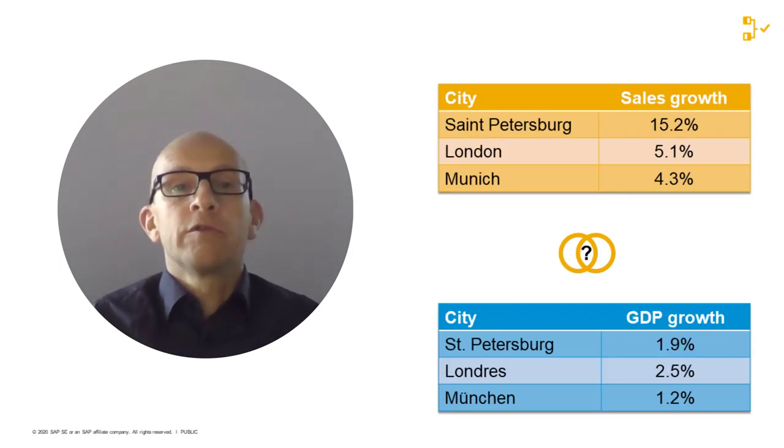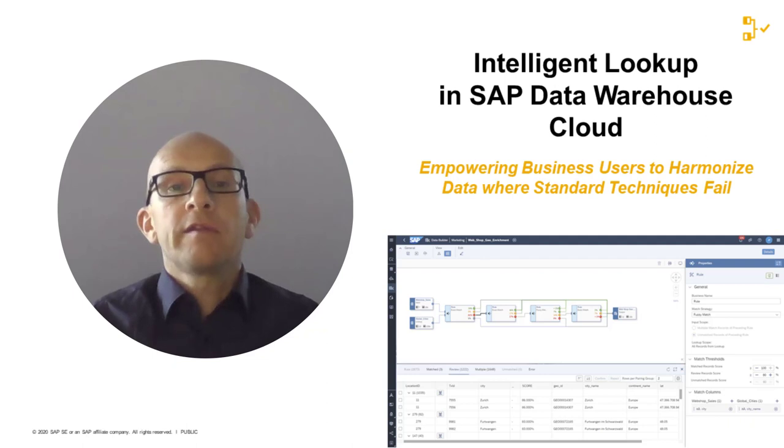The same is true for regional comparisons of, say, sales growth and GDP growth in the same regions. Technicalities like special characters or translation issues in region names will make integration very hard in practice. And such cases literally abound in real life. This is where Intelligent Lookup comes in and offers an entirely novel approach to this integration challenge. It gives subject matter experts a business-oriented, interactive, and iterative environment for solving these cases in very little time.